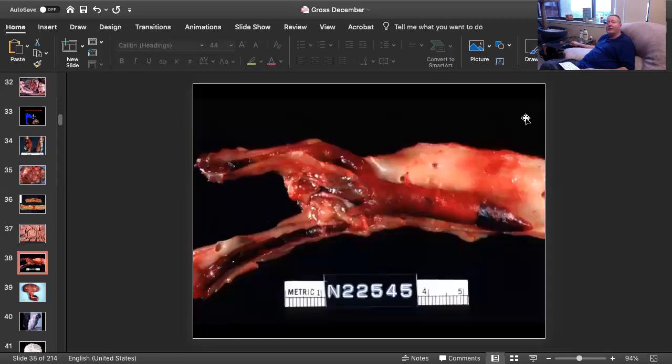Slide number 5, we're going back to a dog. How about a morphologic diagnosis and name 4 possible causes?